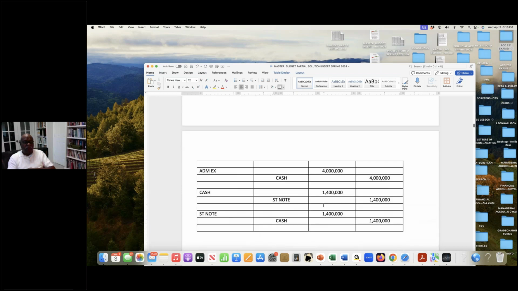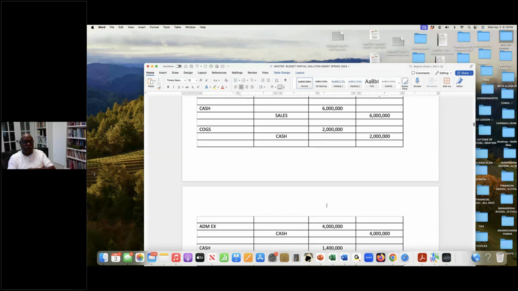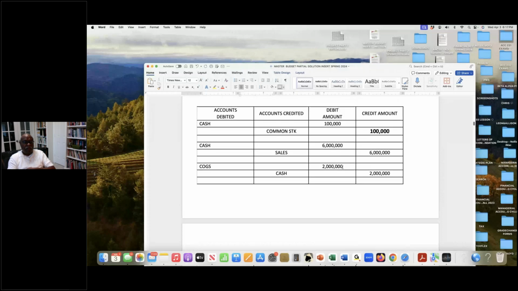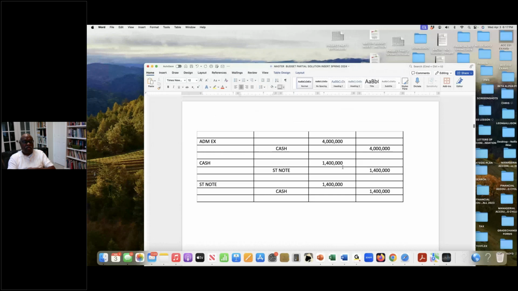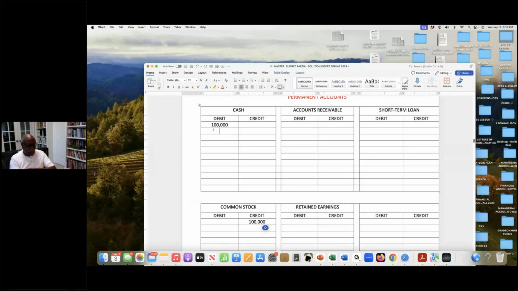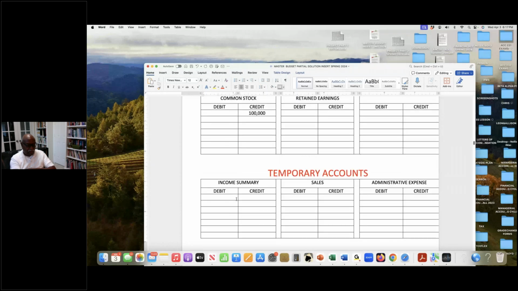The second journal entry we had was our cash sales of $6 million. So we would post that entry, debit cash $6 million, and we would credit the temporary account sales $6 million.